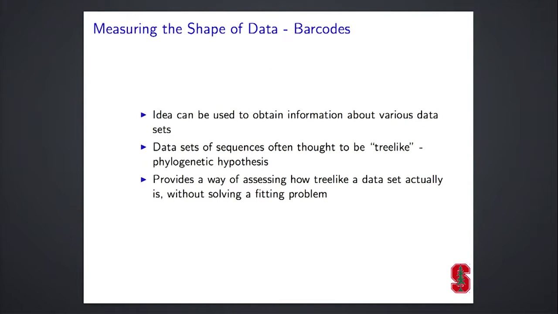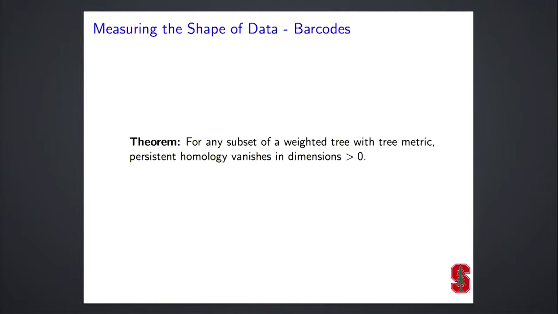So I just want to very quickly, because I know I'm about at the end of time here, talk about a couple of examples of this. Oftentimes in phylogenetics, one is studying data sets, and the assumption is that they should look like trees. But in fact, they're not always tree-like, and so the persistent homology, it turns out, gives a way of assessing how tree-like a space is, because in fact there's a theorem to the effect that the persistent homology in dimensions greater than 0 actually vanishes for trees or even subsets of trees.